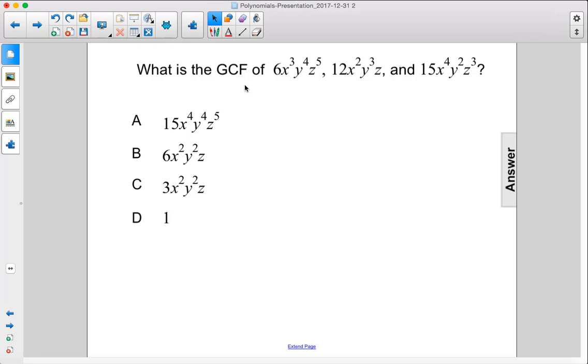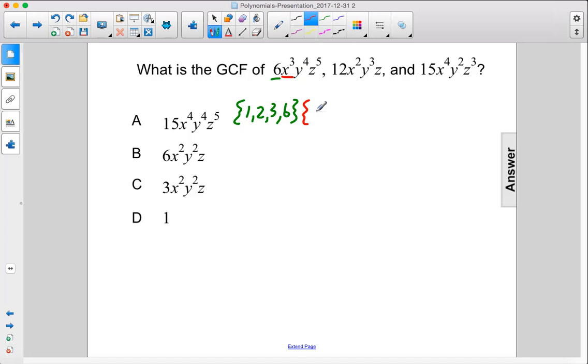What is the greatest common factor of these monomials? All right, so let's get started with the coefficient here, 6. The factors of 6 are 1, 2, 3, and 6. The factors of x to the third are 1, x, x squared, and x to the third.